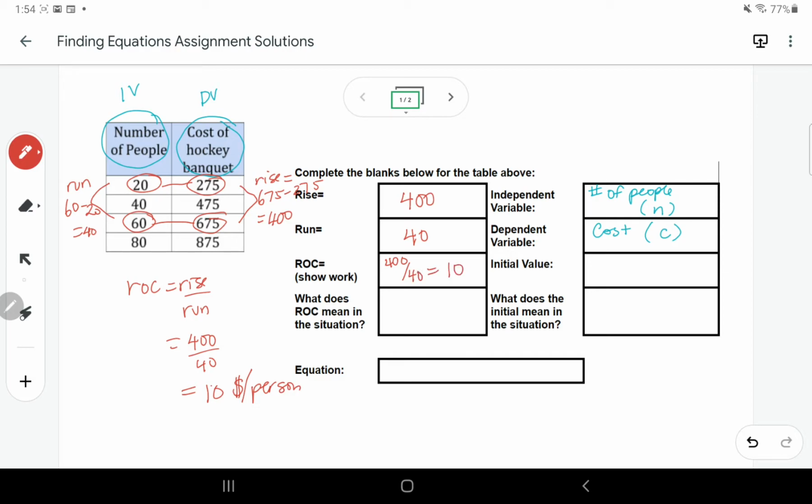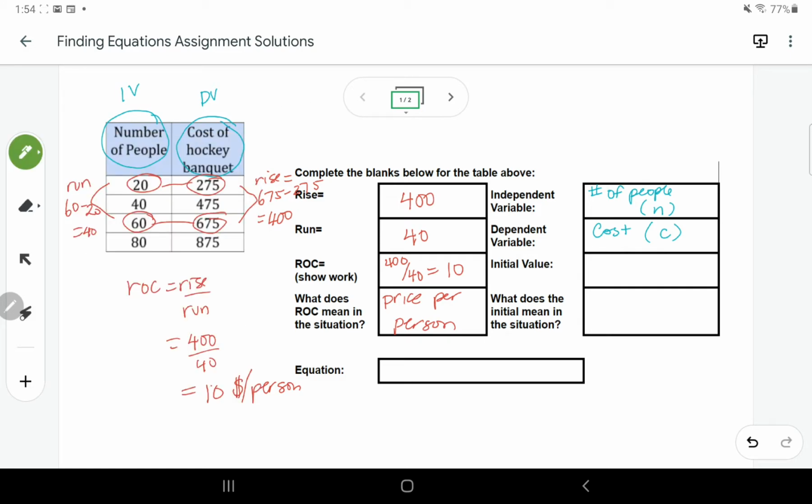And what does the rate of change mean? In this situation, we want to look at what the units are. That can usually give you a good clue. So it's $10 per person. So this is the price per person for this banquet.